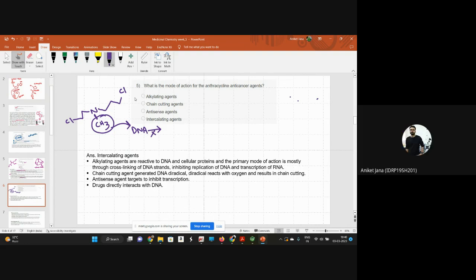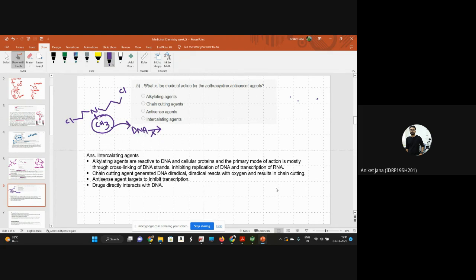Diradical formation. Yes, exactly. From the name itself, we can assume that the chain cutting agent generates a DNA diradical. The diradical reacts with the oxygen present in the cell, and this results in the cutting down of the chain. Then the third one is the antisense agent.